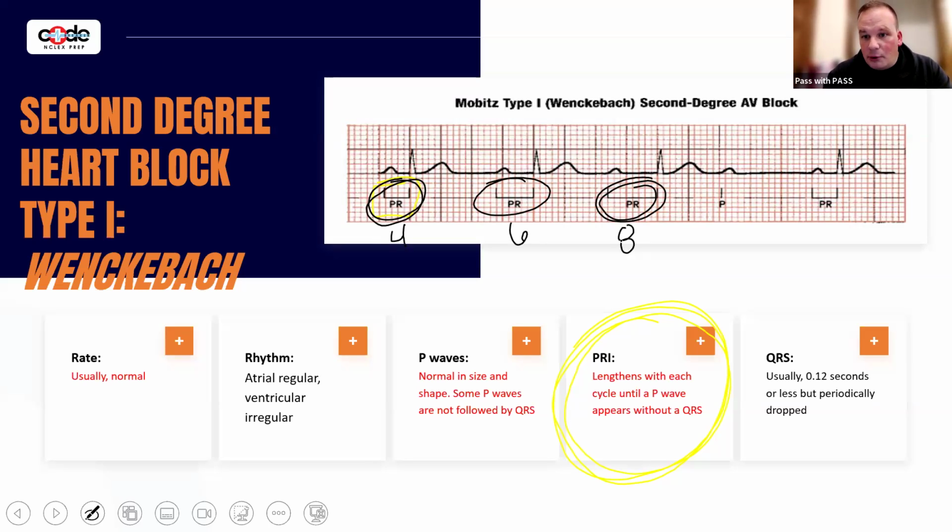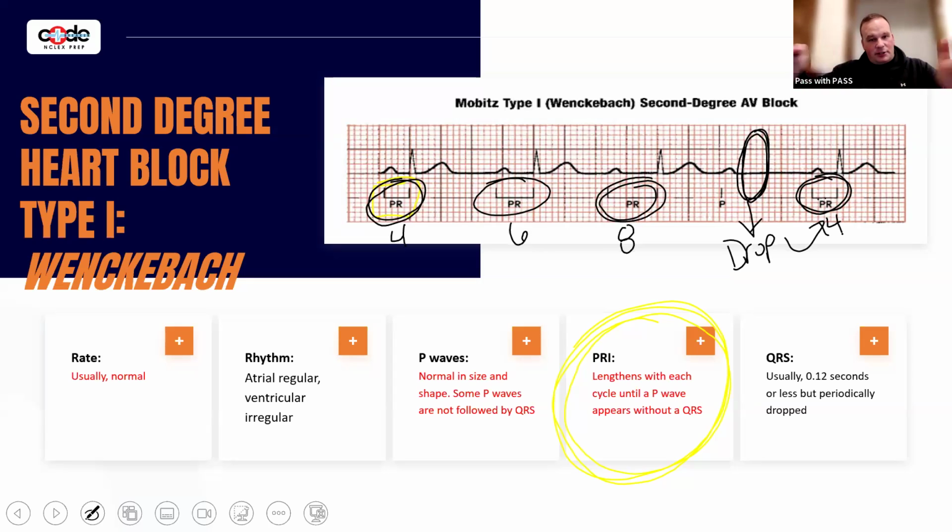And then boom, here's a P wave. It's missing a QRS complex. So there is my dropped beat. And I'm starting back over with this same pattern again, right? 1, 2, 3, 4. 0.16 is my PR interval.